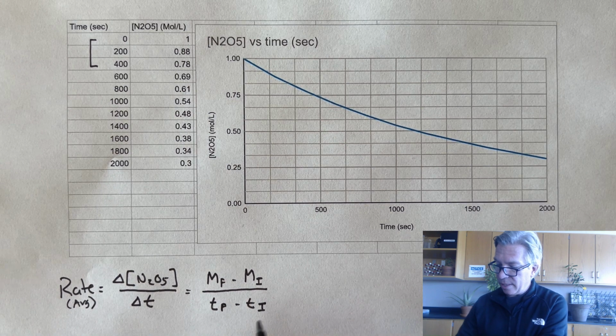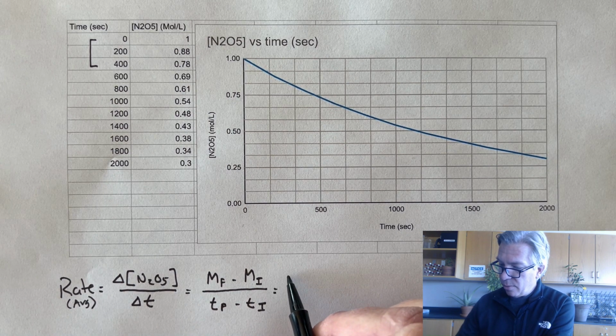And what that will give me, if I plug in some numbers, the molarity went down to 0.78 from 1, and that happened between 400 seconds and the original seconds. Okay? And when I divide those numbers out, it actually dropped 0.22 moles per liter over the 400 seconds, which works out to be 5.5 times 10 to the minus fourth, and the unit here is going to be moles per liter per second.